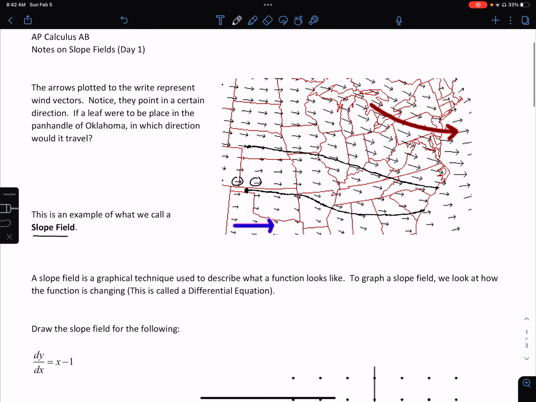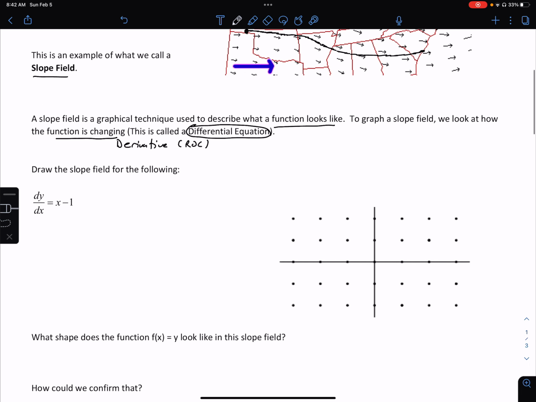So a slope field is a graphical technique that we use to describe what a function looks like. To graph a slope field, we look at how the function is changing over time. This is what we call a differential equation. You might recall earlier this year, when we talk about anything changing in calculus, we call that a derivative or a rate of change. So if I know how a function is changing over time, I can determine exactly the path it's going to make. So let's practice drawing a slope field, and it is one of the easiest things we do.